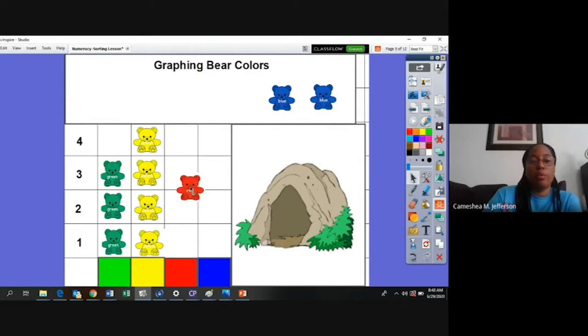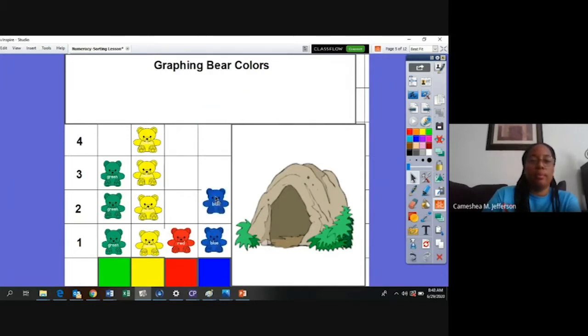The next one I have is red. So I'm going to put the red bear here, and there's only 1 red bear. I can look over at the number 1, go across, and I see that I have 1 red bear. And now my last color is blue. I'm going to move my blue bears down. And that's 1, 2 blue bears. I can go across from my graph, and I can see that I have 2.